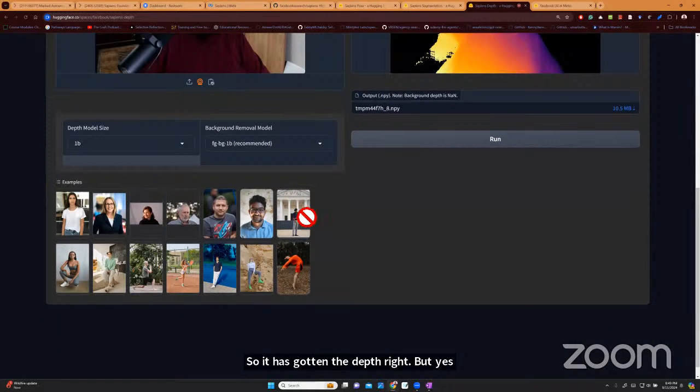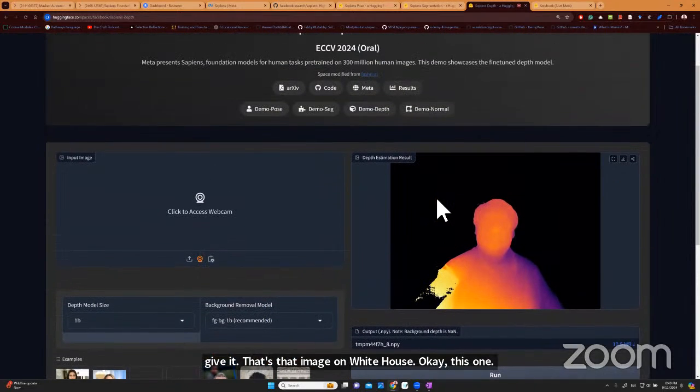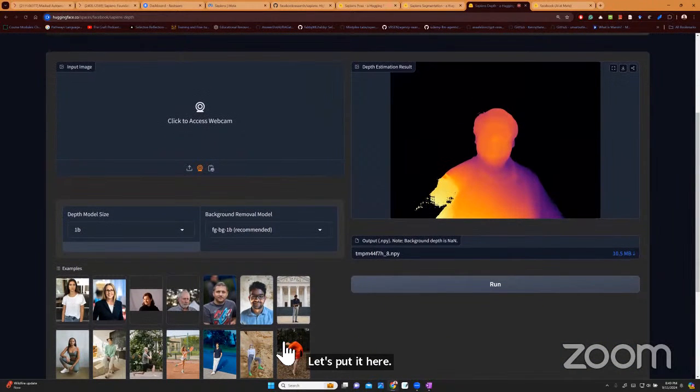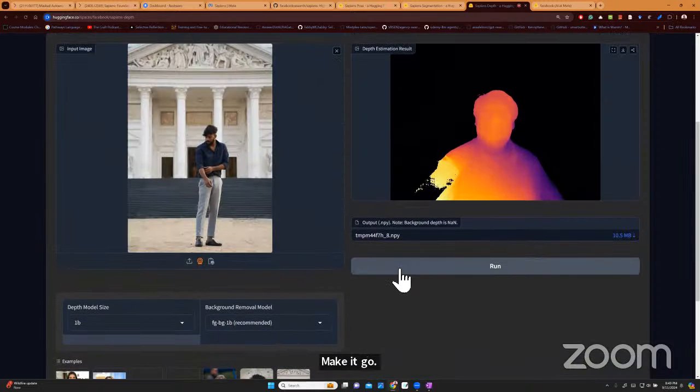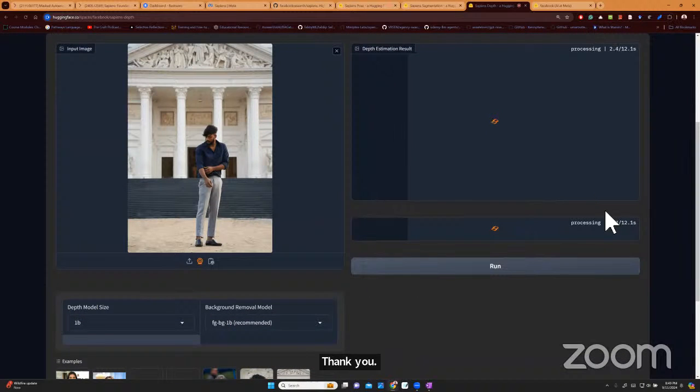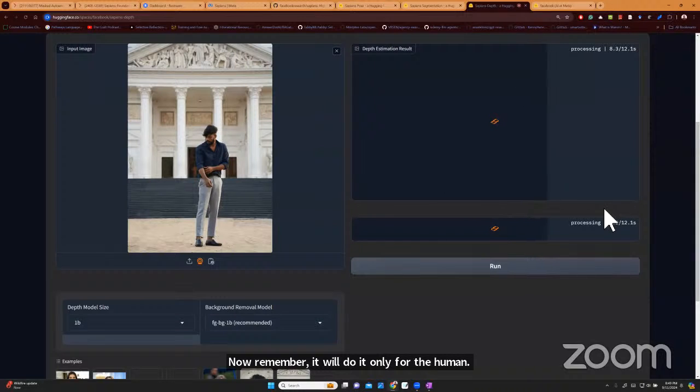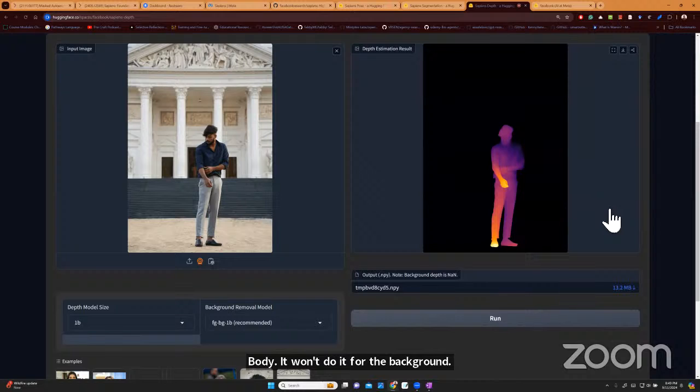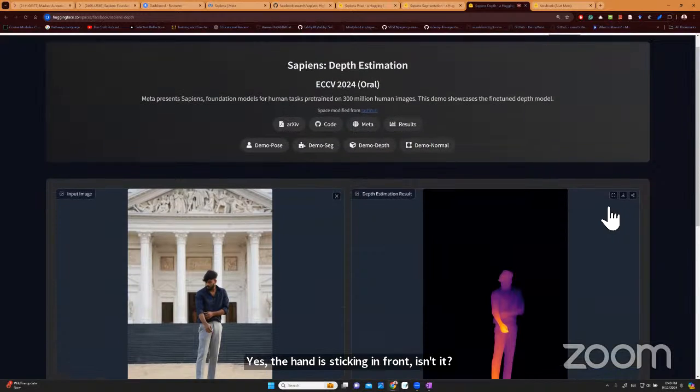Where's that image? White House. Okay, this one. Let's put it here. Where did it go? Oh, here. Yeah, let's run that. Remember, it will do it only for the human body. It won't do it for the background. Yes, the hand is sticking in front, isn't it? So it has gotten it. So the results are pretty impressive. And that, I hope, was a fun paper to read. I hope you liked it.